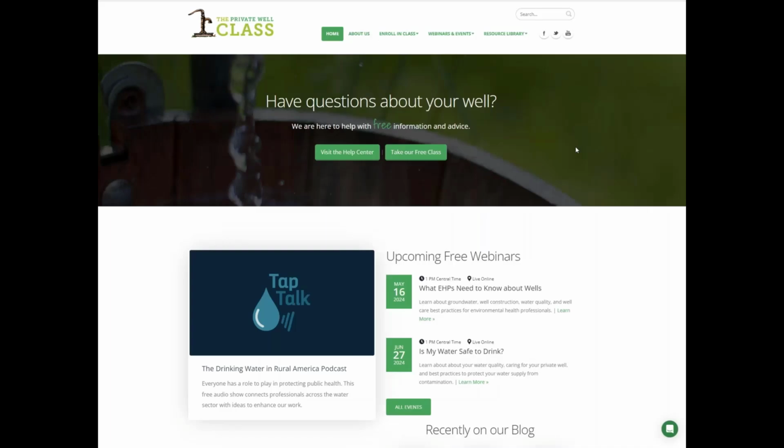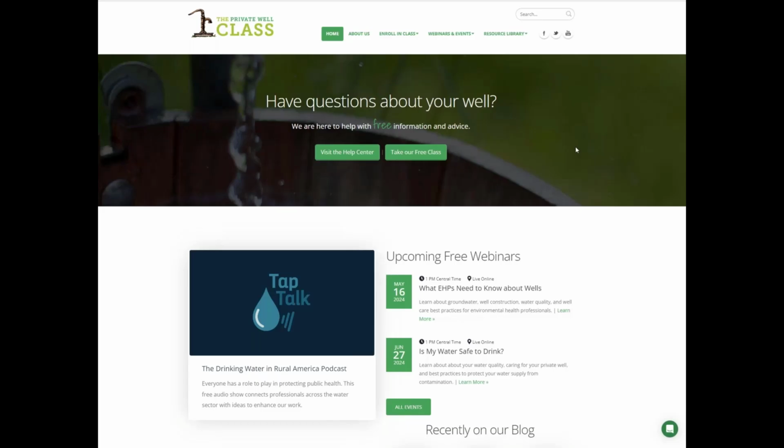So this is the front page. It's just privatewellclass.org. And of the 2 green boxes up there, the one on the right is to take our class, and the one on the left is to visit our help center. That's new. We started that in April. And it's amazing how many people have already used it, over 10,000, I think, since April.